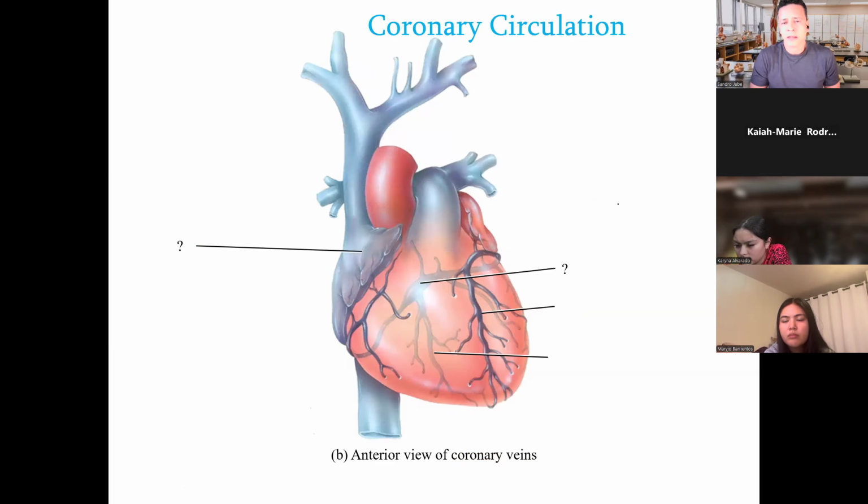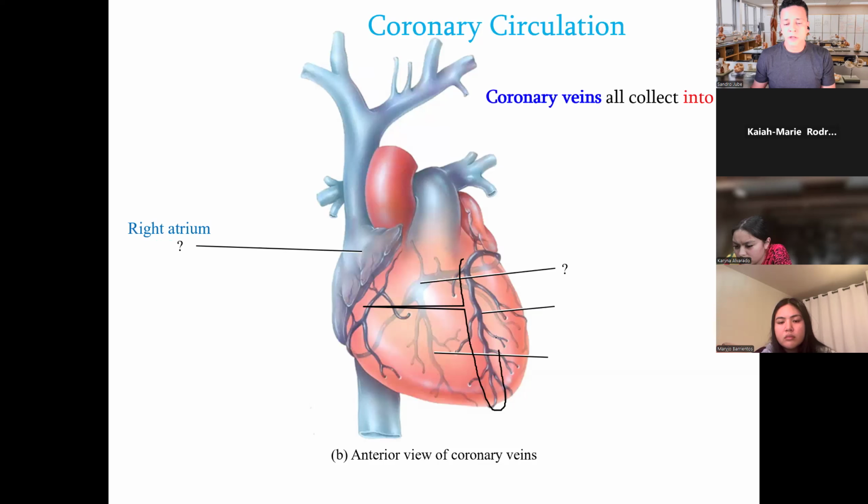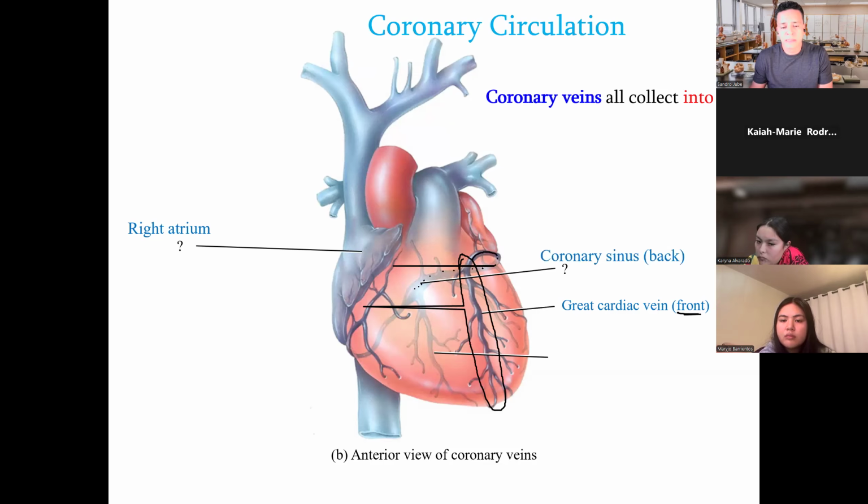Now let's take a look at the coronary veins. And as I said, there are three coronary veins I want you guys to know by name for the exam. The major one right here in the front of the heart, guys, running next to the anterior interventricular branch, this is what we call the great cardiac vein. So it's in the front of the heart. This great cardiac vein now is going to go towards the back of the heart, and is going to become what we call the coronary sinus.